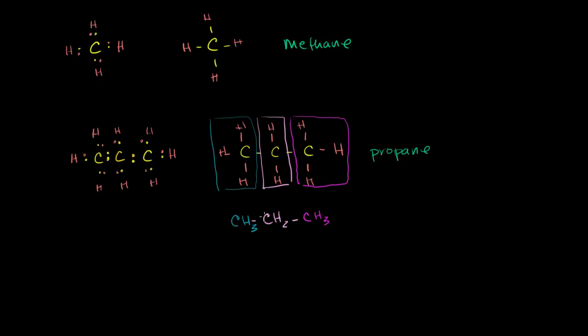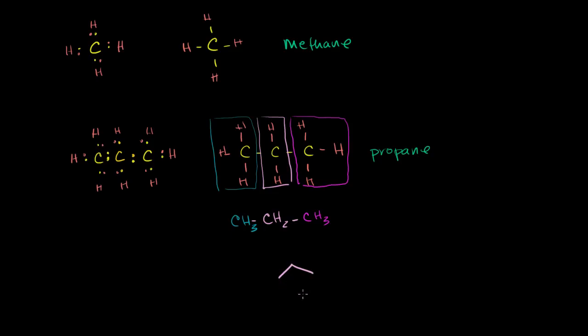Now there's an even simpler way to write this out. You could write it just like this. Let me go ahead and do it in a different color. You literally could write it. So we have 3 carbons. So 1, 2, 3.